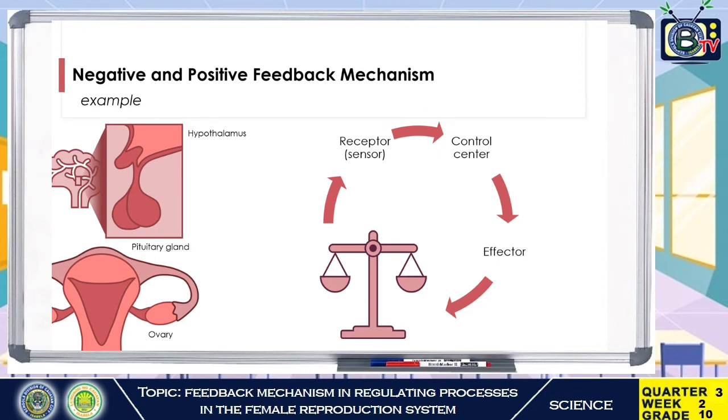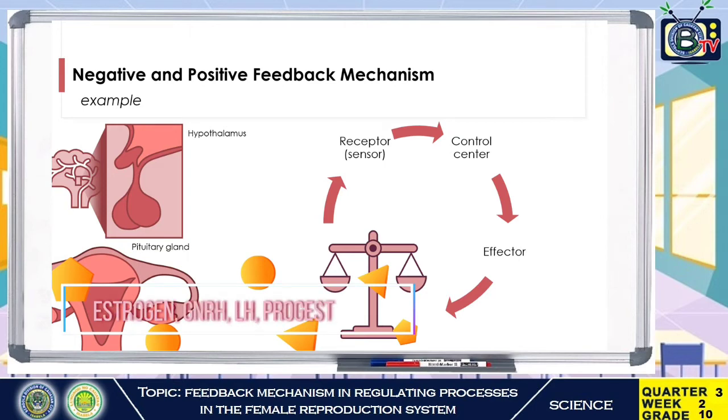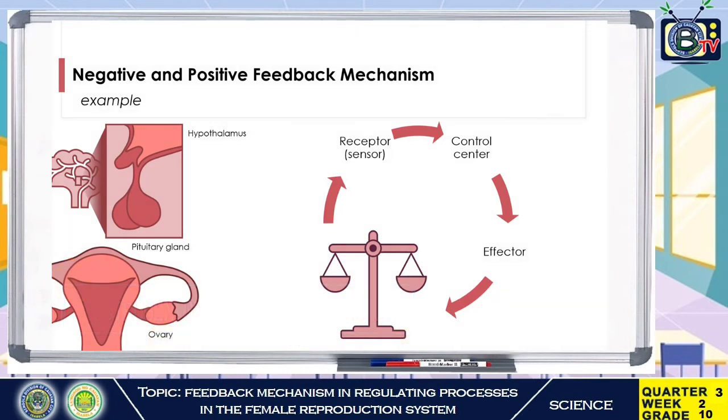pituitary. If we are talking about the female reproductive system, what comes into our mind is the ovary, which is the main female reproductive organ. Also, the female reproductive system is also associated with four hormones: the estrogen, gonadotropin-releasing hormone or GnRH, luteinizing hormone or LH, and progesterone.